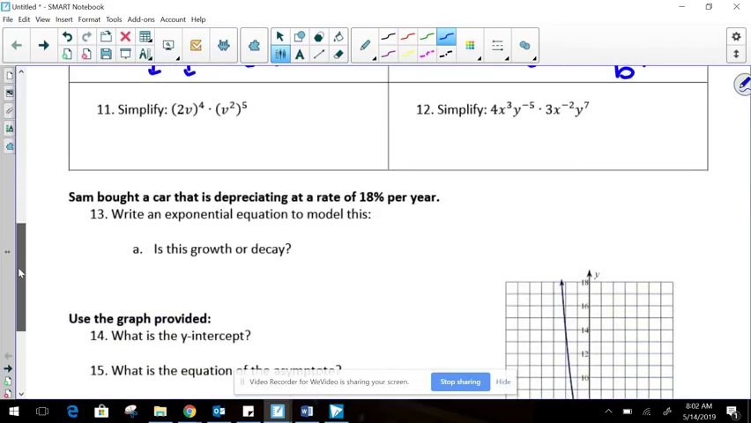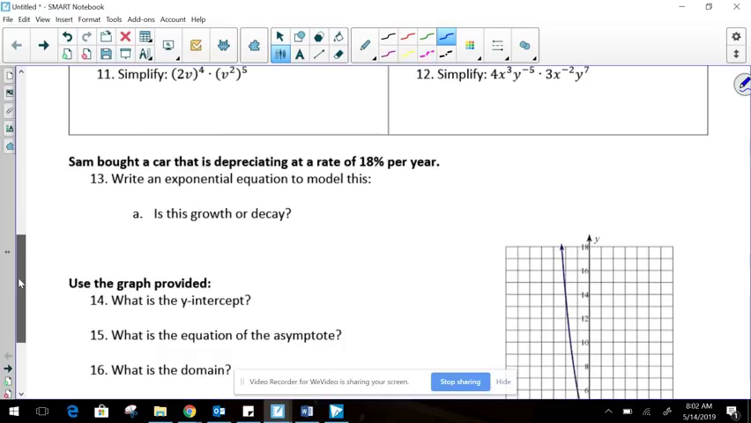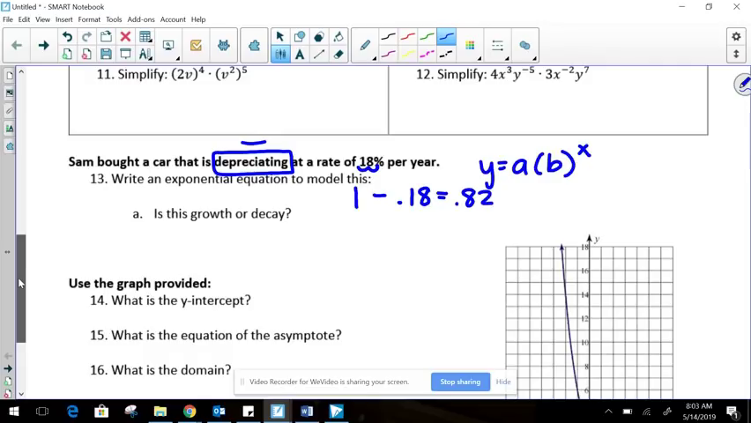Okie doke. All right, down here, Sam bought a car that's depreciating at a rate of 18% per year. Write an exponential equation to model this. So your exponential equation format is this. My b, I have to figure that out. 18%, I need to move my decimal over 2. So I have 0.18. I either have 1 plus or 1 minus. This word right here is telling me it's decreasing. So that's subtraction. So I have 1 minus 0.18. So think $1 minus 18 cents. You should get 0.82. That's your b factor.